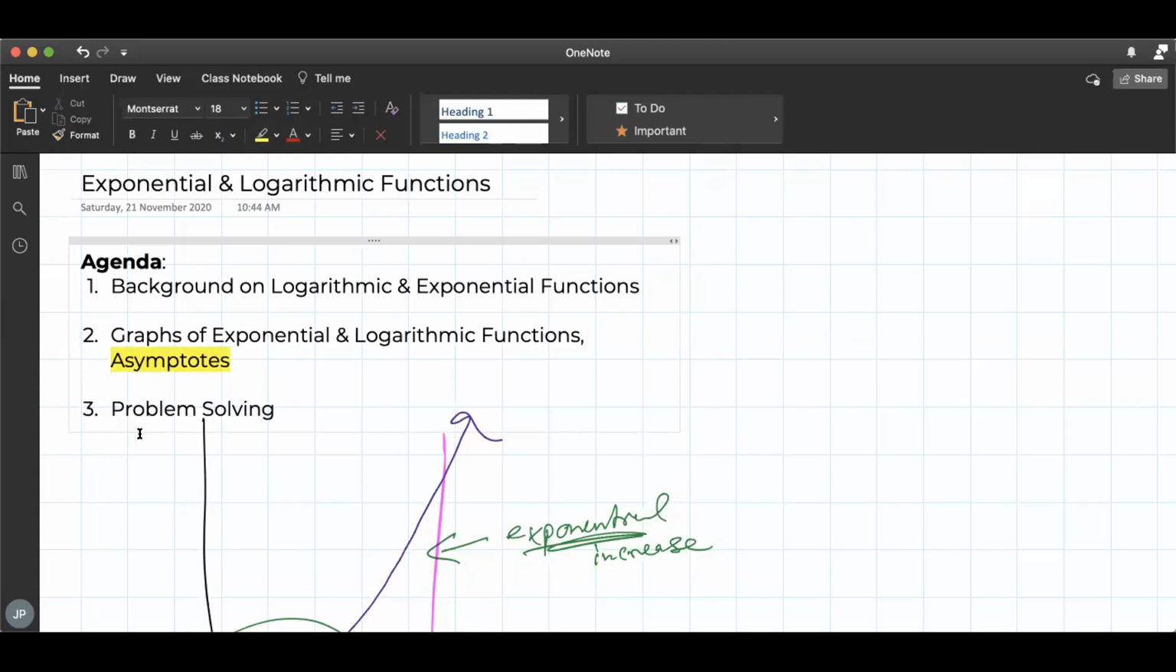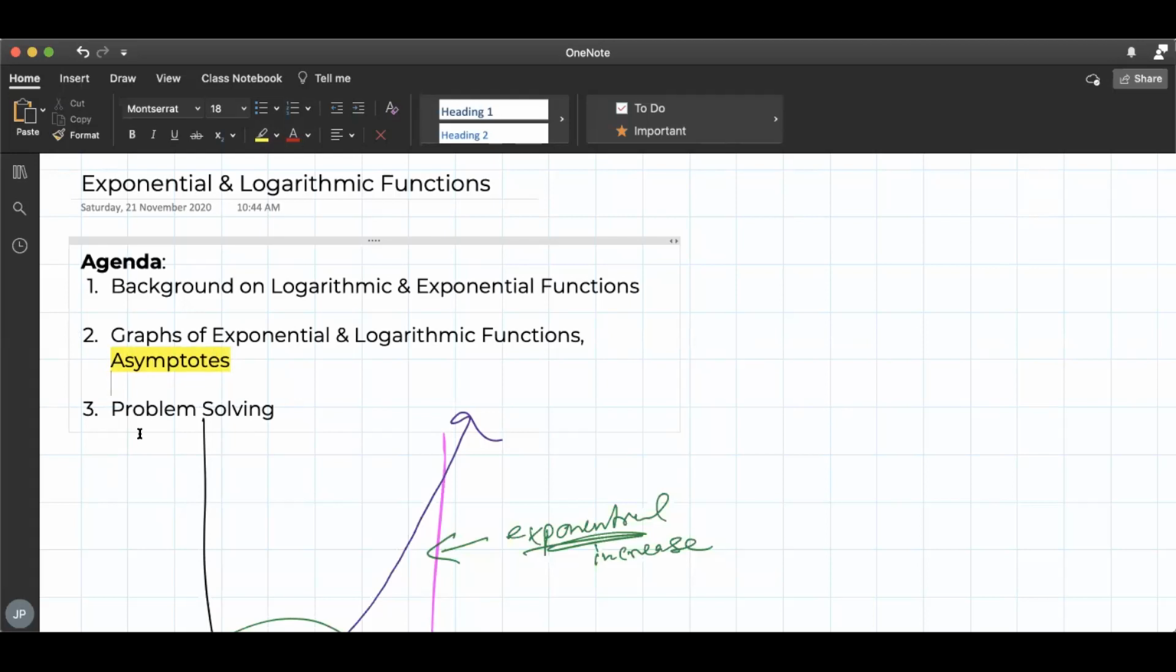Asymptote. What is an asymptote? We spoke about everything else. In the background, I gave a nice history, showed you a video, a nice story. You must have heard it before. We spoke about the graphs and all. We did some problems, and I exposed you to the paper 6 kind of question. Well, what's an asymptote? Anybody in this group?